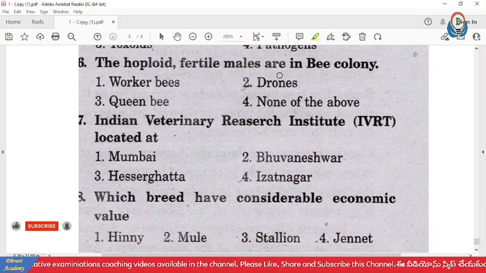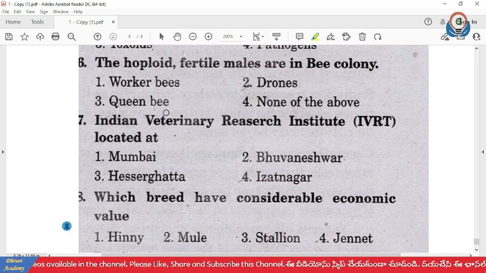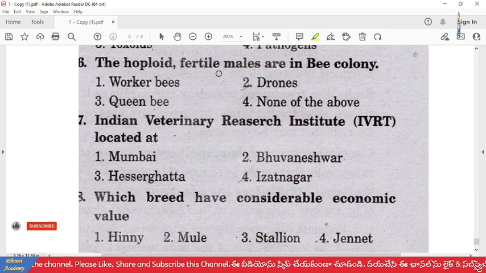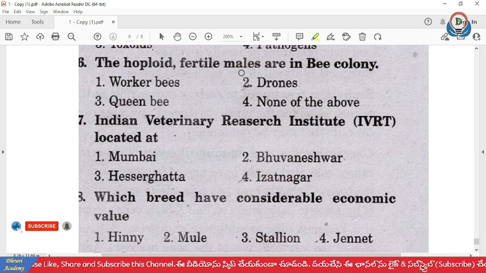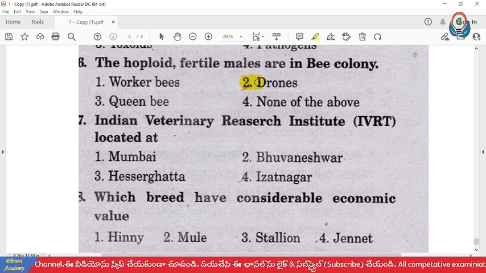The haploid fertile males in the bee colony, other than worker bees, are drones or queen bee, and the fourth one none of the above. The haploid fertile males in the bee colony are the drones.